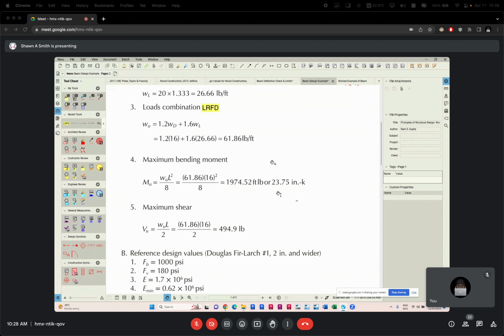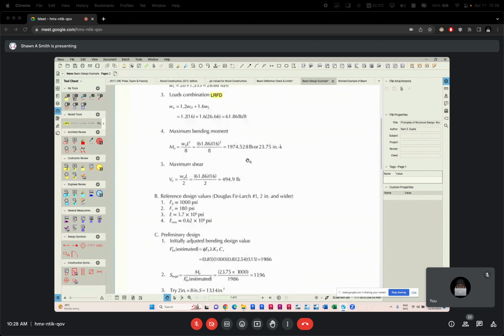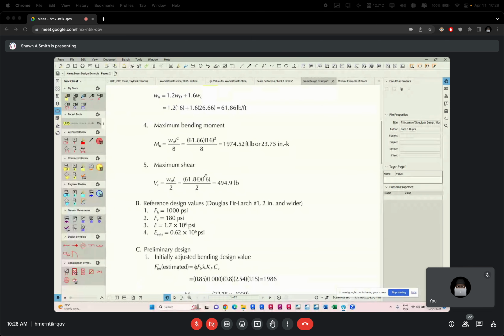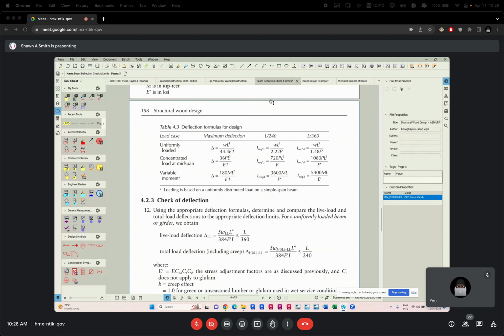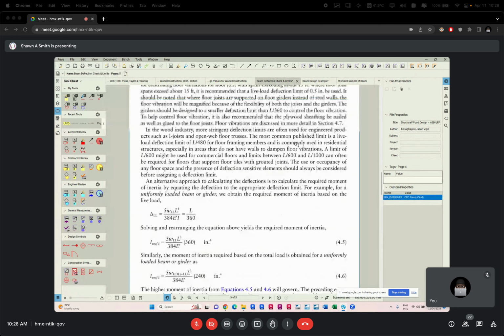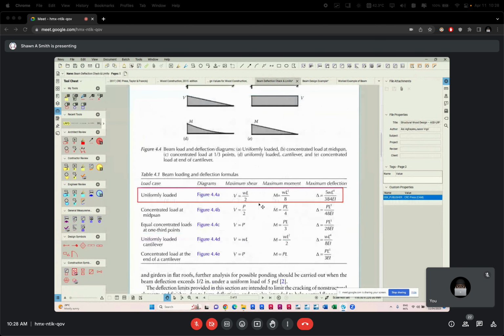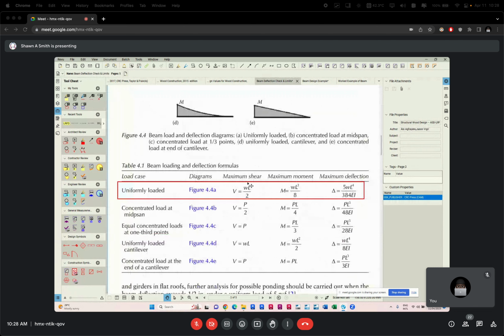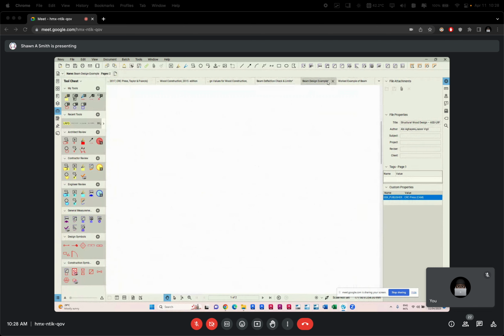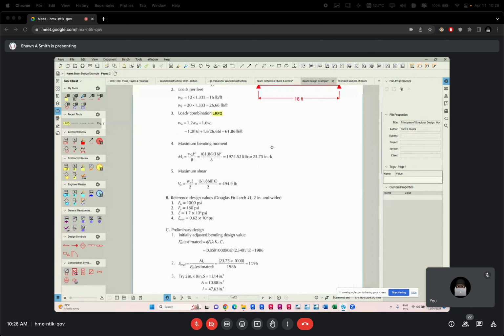Similarly, we calculate the maximum shear force. It's a simply supported beam with uniform distributed loads. So using what we looked at this morning, using this expression, then they arrive at this.